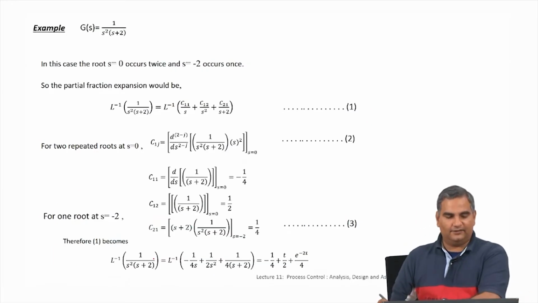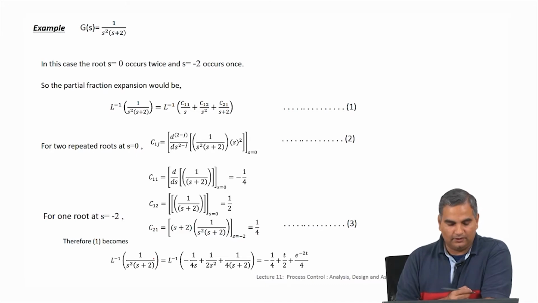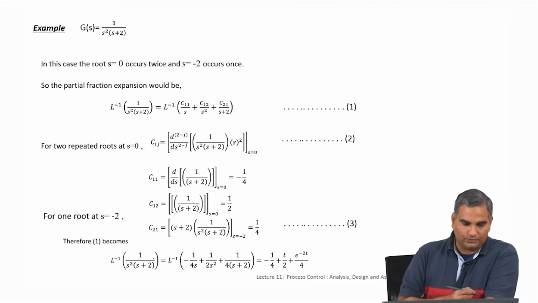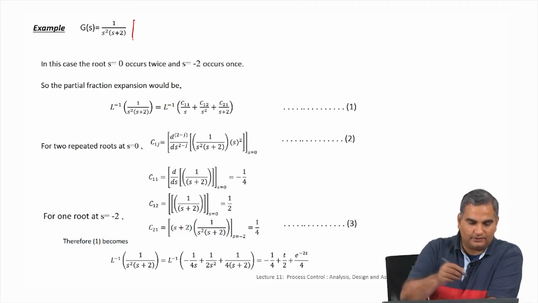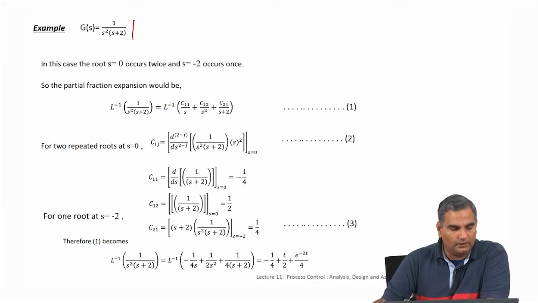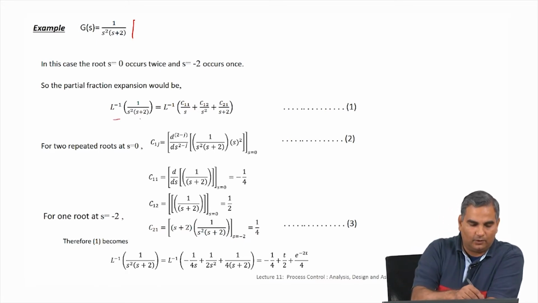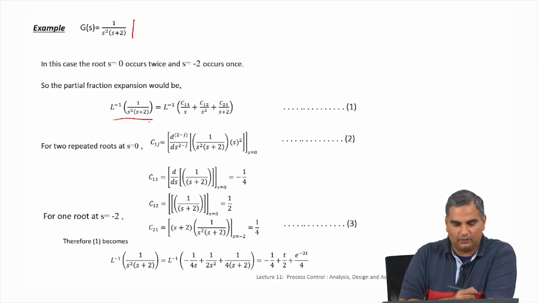Now, let us take a very simple example and then see how this inversion process works. So, let us take this example, G(s) is 1 over s squared times (s plus 2). If you just notice in this case the root s equal to 0 repeats twice or occurs twice, and s equal to minus 2 occurs only once. Okay. So, now you start with this and I want to invert this, then the idea is quite simple.